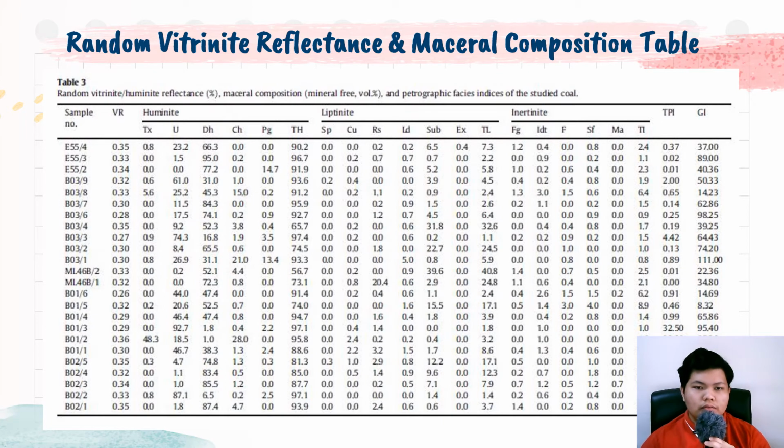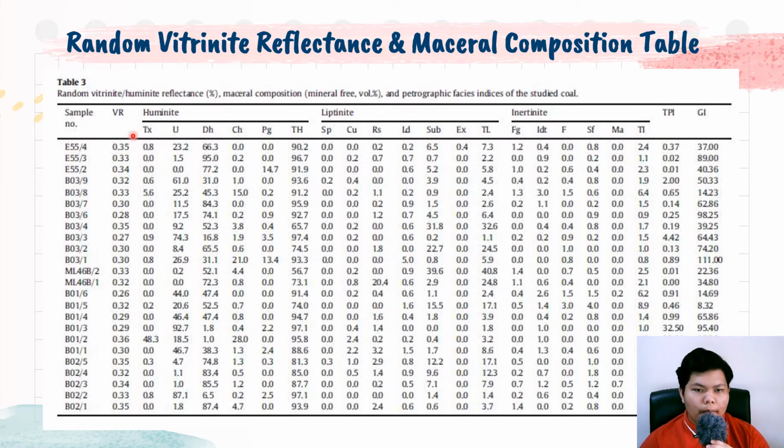For example, on the left side of the table is the sample number for each rock that we have studied. Next is the vitrinite reflectance percentage and the maceral composition, which is huminite macerals, liptinite macerals, inertinite macerals, and its subclasses, for example, ulminite under the letter U and detrohuminite under the letters TH, the maceral composition for each of the rock samples that we are working on.